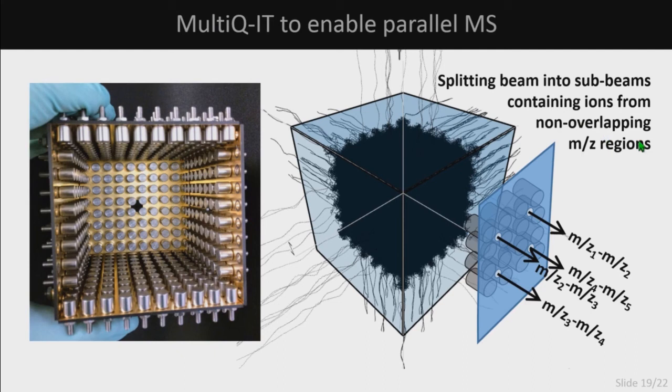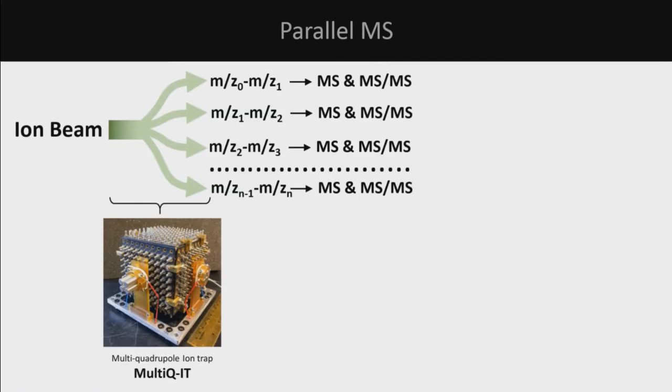To split the ion beam into sub-beams containing ions from non-overlapping m over z regions. And that can be achieved by setting some of the quadrupoles to operate as mass filters. In this case, we can enable parallel MS analysis. In parallel MS analysis, we start with an ion beam, split it into sub-beams containing non-overlapping regions of ions, and towards these we apply an array of high-performance instruments.